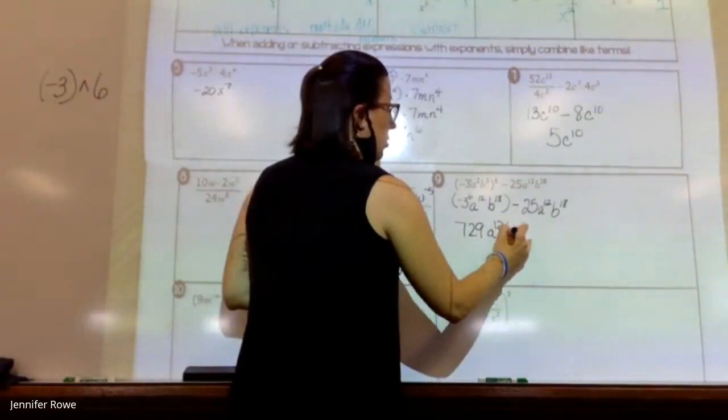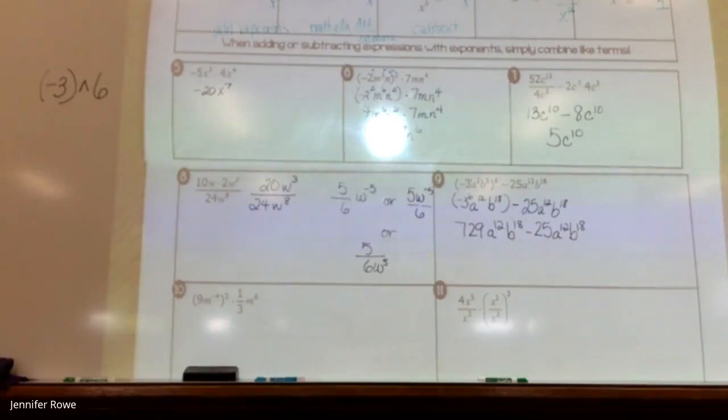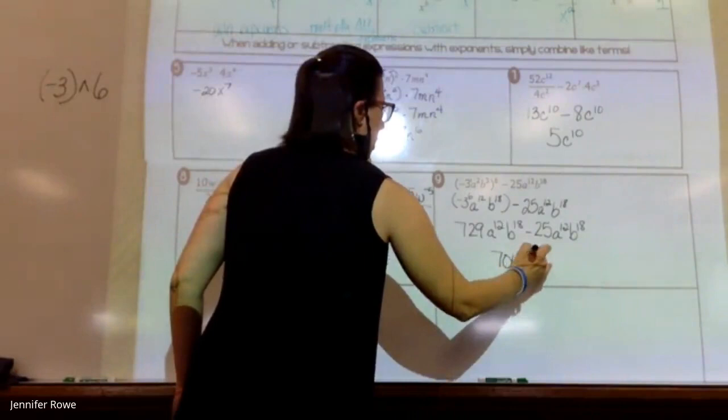Okay, now check your variables. Do you have like terms? Yeah. Okay, so then what can I do since I have like terms? Add. It's subtracting, Matthew. Subtract. What's 729 minus 25? 704. So it's going to be 704, a to the 12, b to the 18, and that one is done.